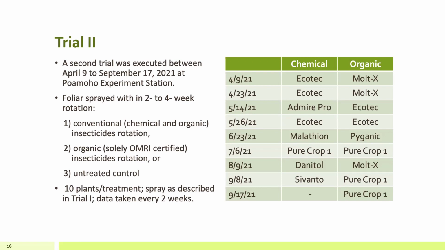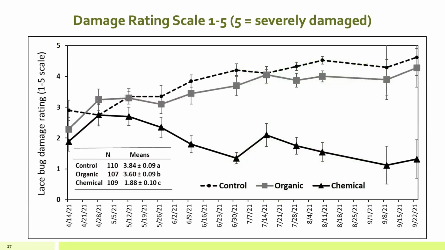We utilized 30 plants, 10 plants per treatment as our replications. And then data was taken every 2 weeks. So on the chart on the right, you can see we deviated from the schedule a little bit, but for the most part, we followed that schedule for the initial rotation period. Over that 5-month spray rotation study, the chemical rotation resulted in the lowest ALB damage, though the organic treatments also had some control. It was slightly lower than that untreated control.